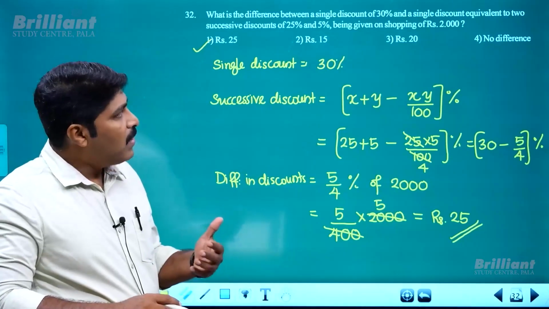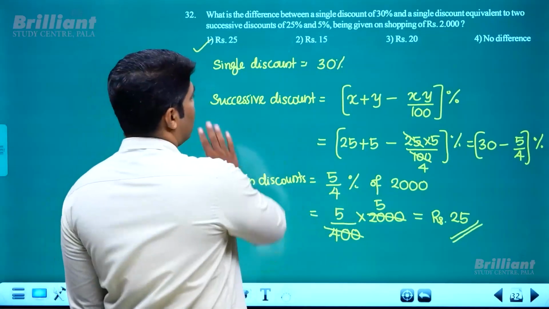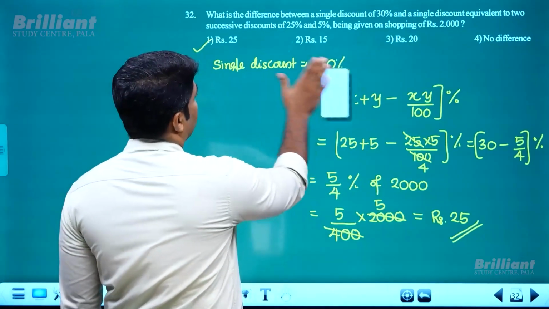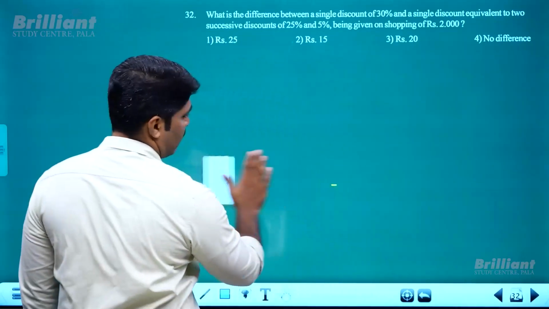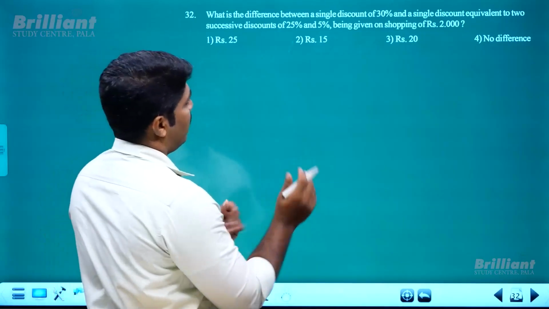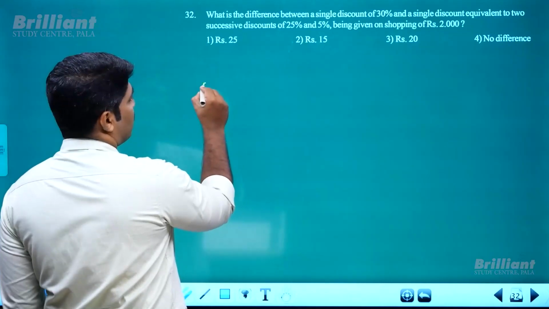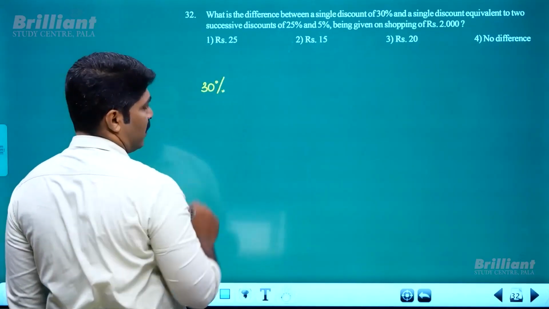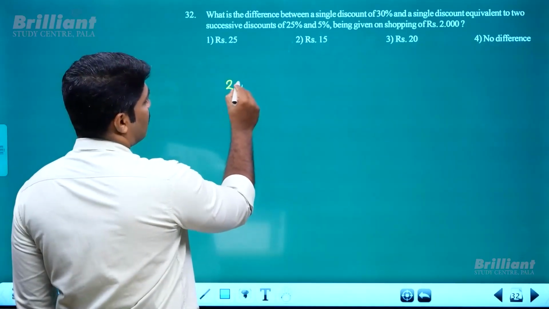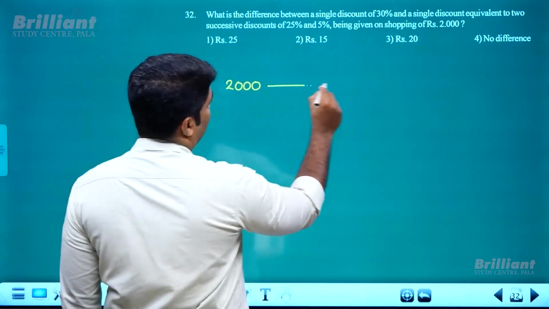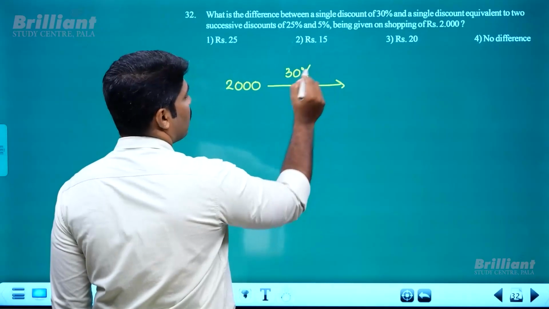Or in an alternative way also you can find the answer to such a question. Instead of this result-wise approach, we can consider an alternative way, a direct calculation way, which is very simple. First we are considering this direct discount of 30%. So the marked price is 2000, and we are offering a direct discount of 30%.